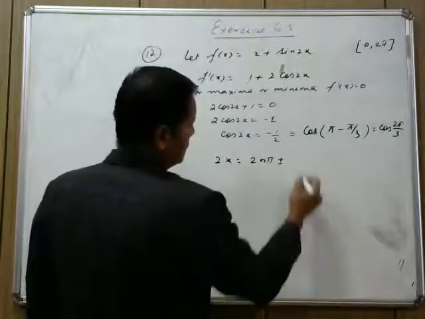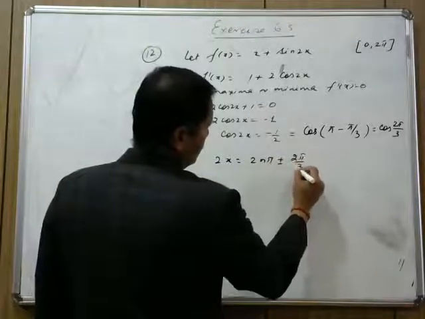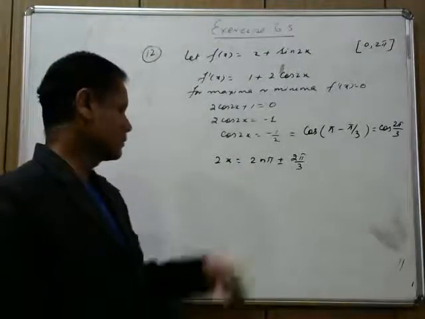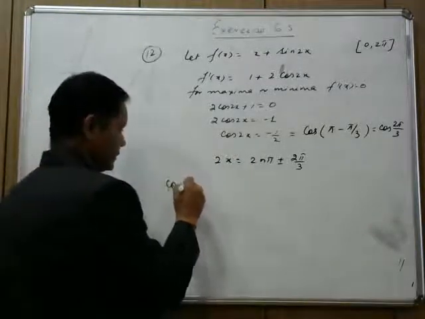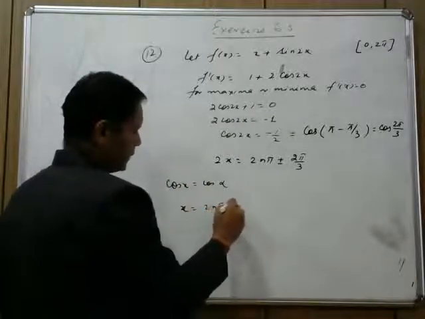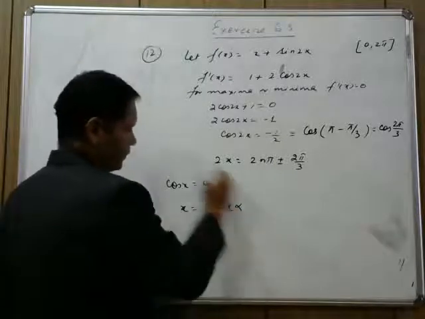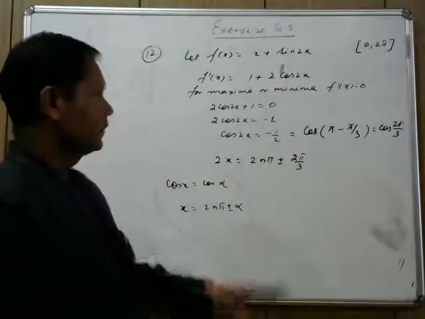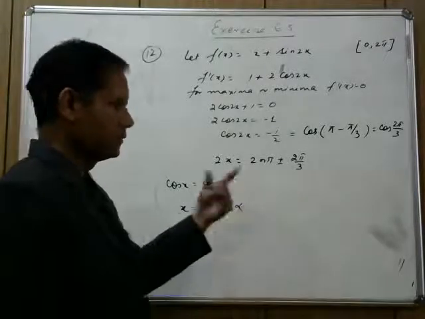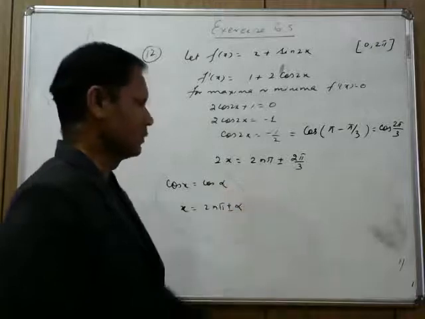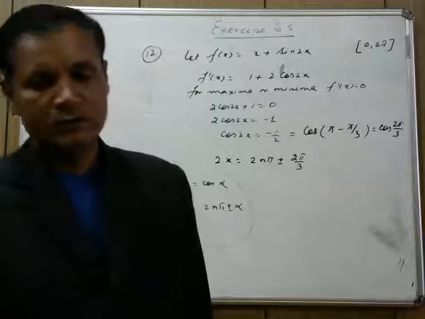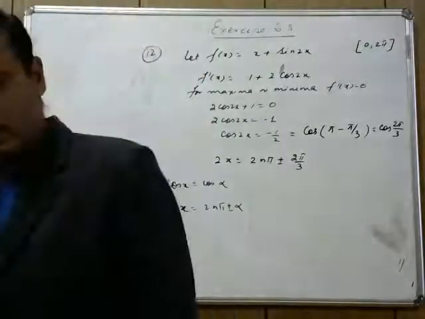plus minus 2 pi by 3. Here I use cos x is equal to cos alpha. If you remember that formula, cos x is equal to cos alpha implies that x is equal to 2n pi plus minus alpha, the general value. By the way, I can take all the values between 0 to 2 pi and find them without using this formula also, but it will be easy to find this way. So now 2x is equal to 2n pi plus minus 2 pi by 3, where n belongs to integers.